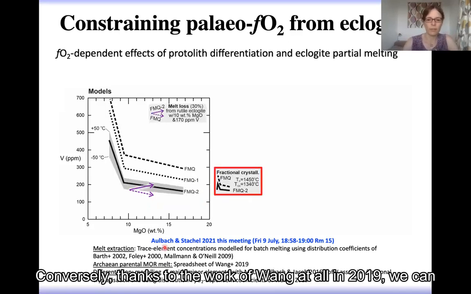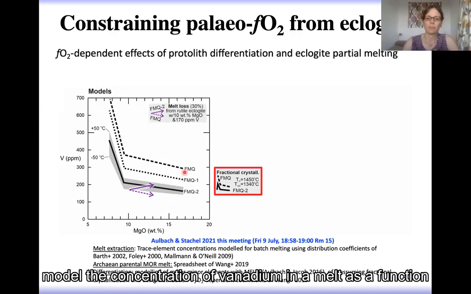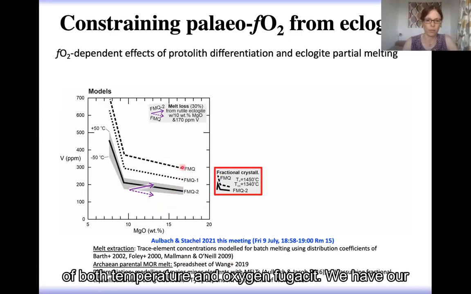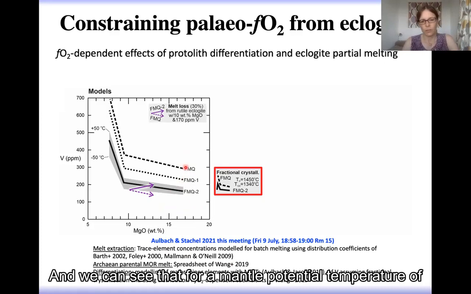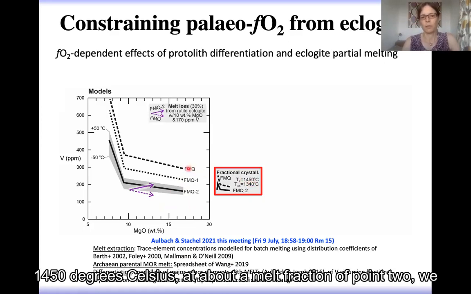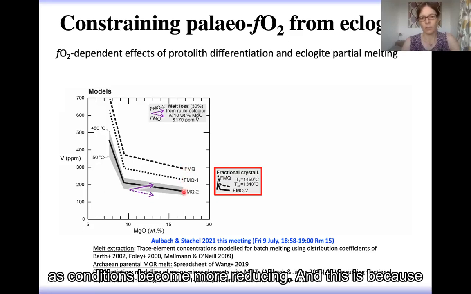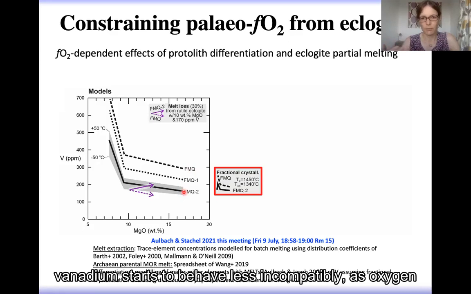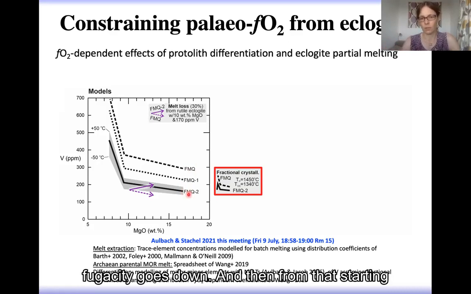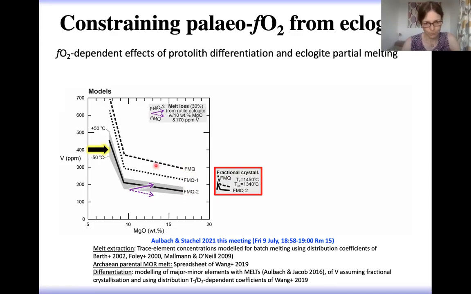Conversely, thanks to the work of Wang et al. in 2019, we can model the concentration of vanadium in a melt as a function of both temperature and oxygen fugacity. We have our starting composition, and we can see that for a mantle potential temperature of 1450 degrees Celsius, at about a melt fraction of 0.2, we get initial vanadium concentrations which decrease as conditions become more reducing, and this is because vanadium starts to behave less incompatibly as oxygen fugacity goes down. And then from that starting composition, so long as we have only olivine fractionation, the change is relatively modest again.